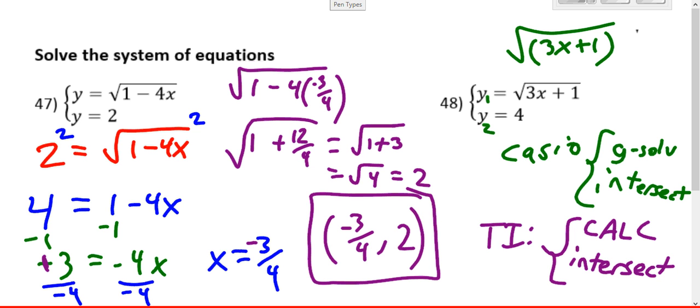Or you could solve it by hand like we did on number 47. When you solve this one out, you get x is 5, y is 4, so it's the point (5, 4).